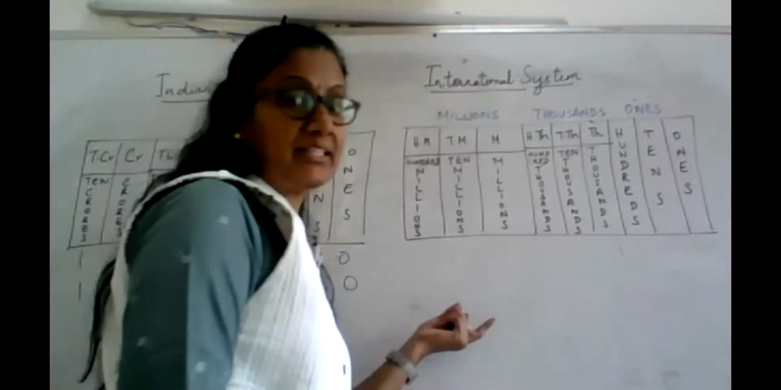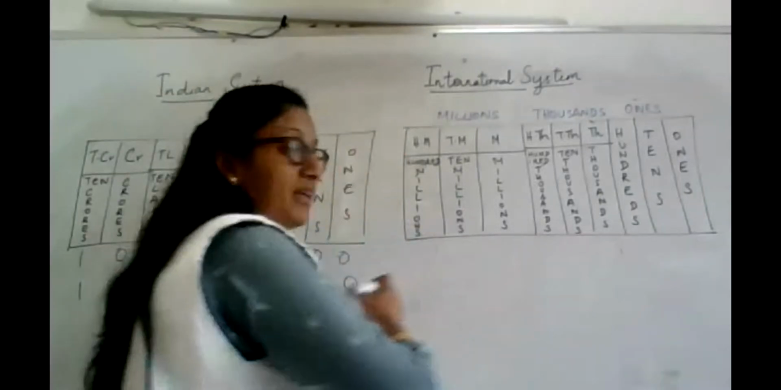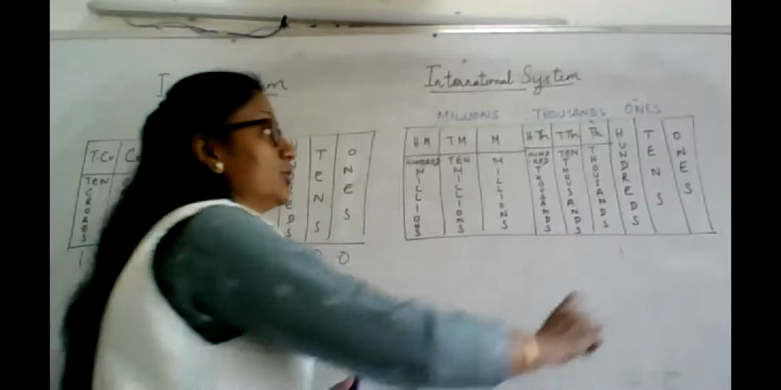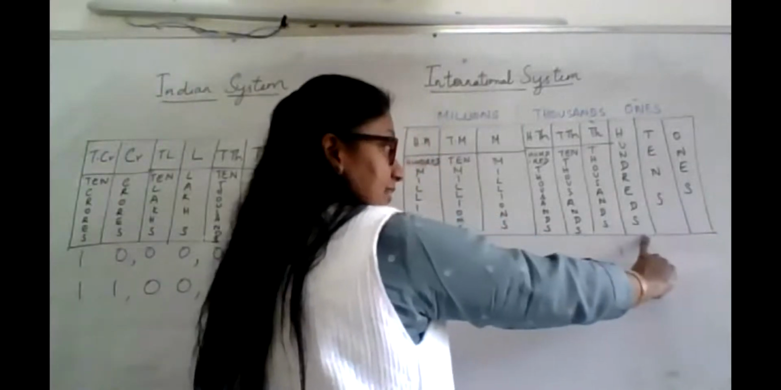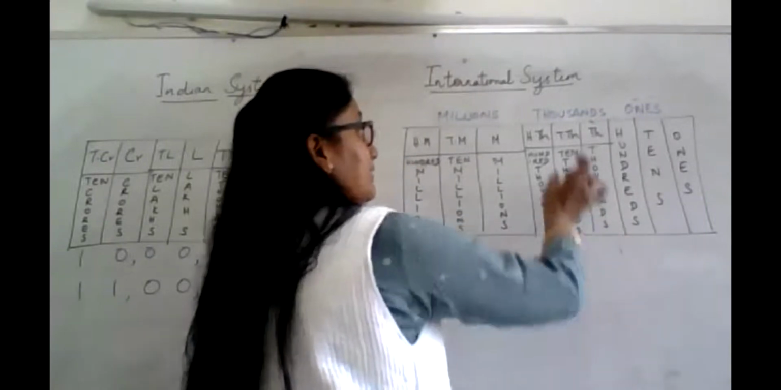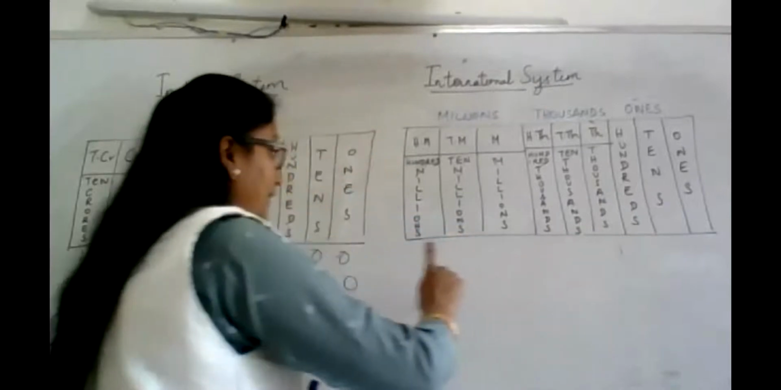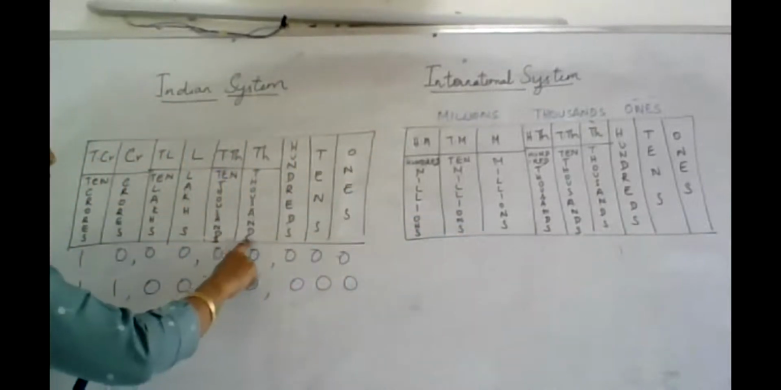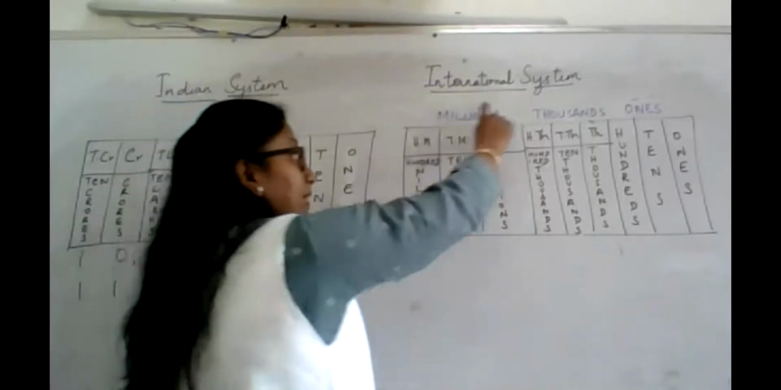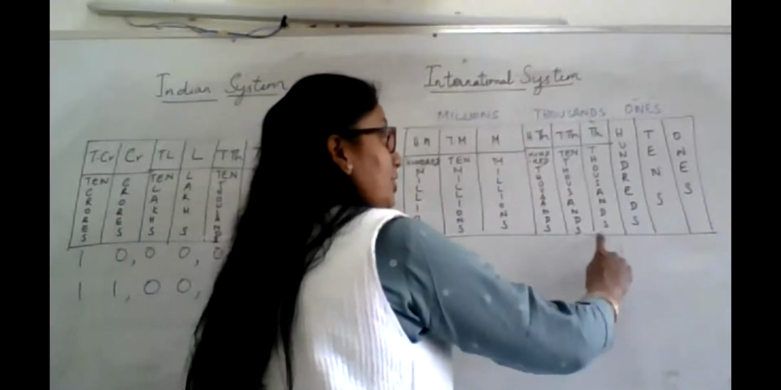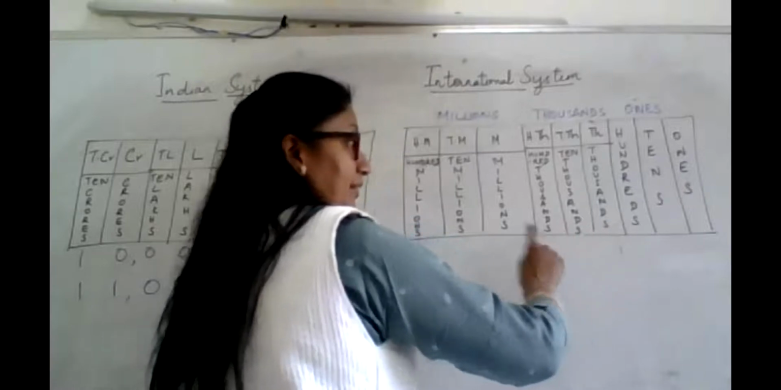Now moving on to the international system, where we have these places. This also we have seen in our previous videos. Here, when we start from the left side, we have the ones place, tens, hundreds. Then we have 3 places for thousands, that is thousands, 10,000s and 100,000s. Unlike in the Indian system, where we had only 2 places for thousands, that is thousands and 10,000s, in the international system of naming you will have 3 places for thousands itself.